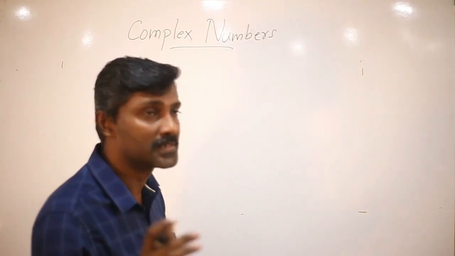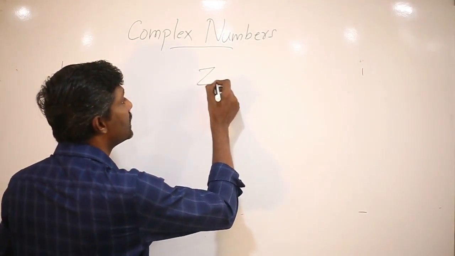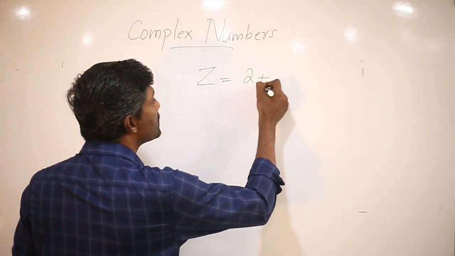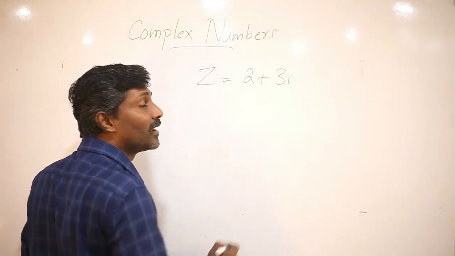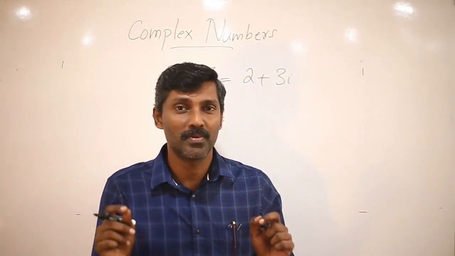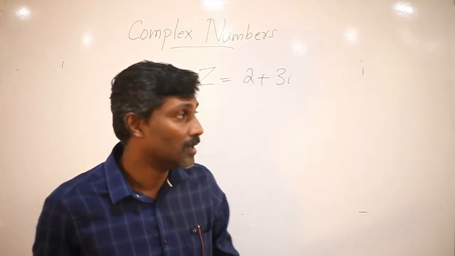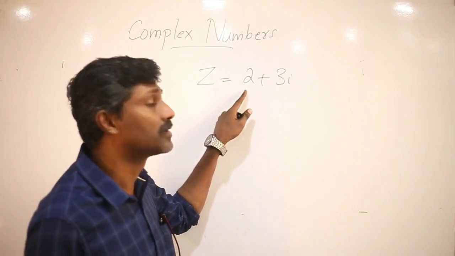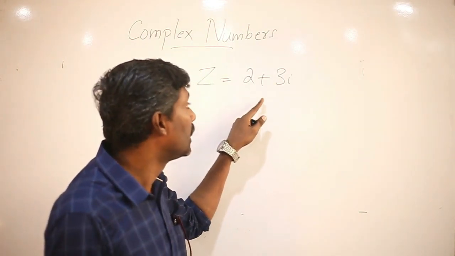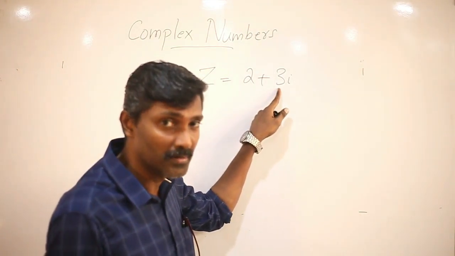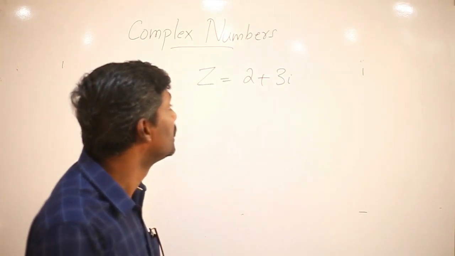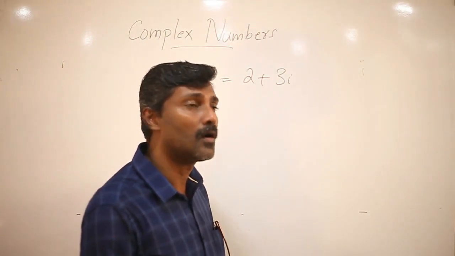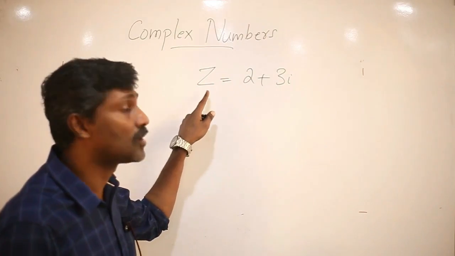Suppose you have a complex number given by z is equal to 2 plus 3i. So I already told you that any complex number has 2 parts, the real part and the imaginary part. So here the real part is given by 2 and the imaginary part is 3, right? Now, I will introduce something called the conjugate of this complex number.